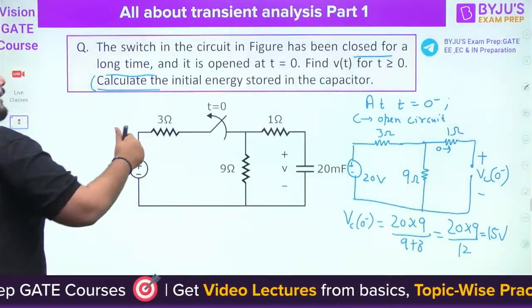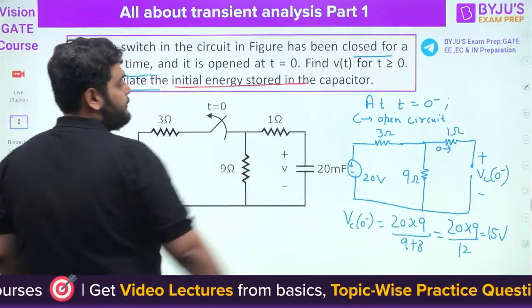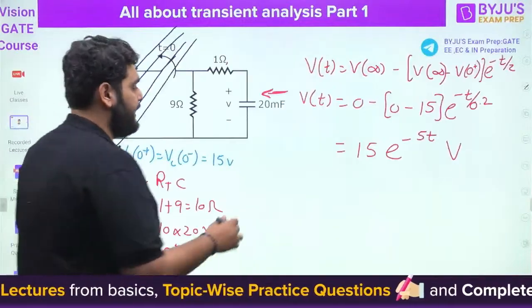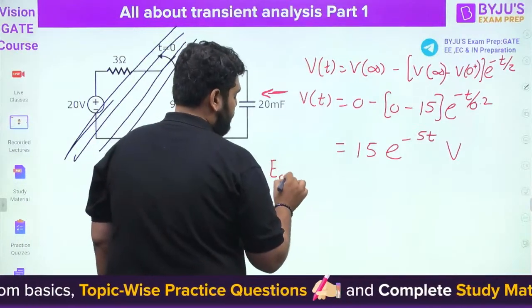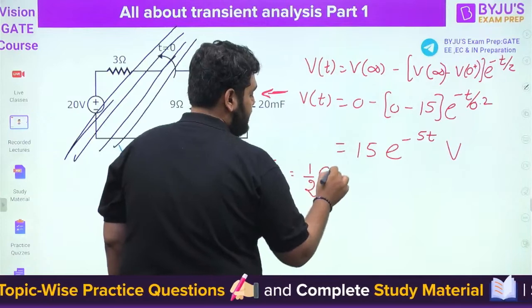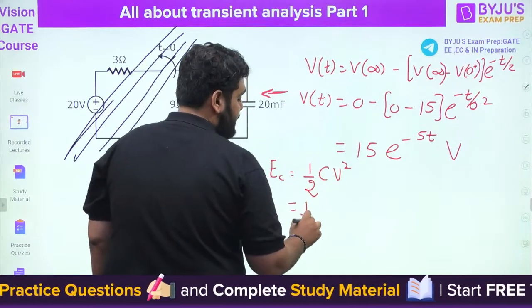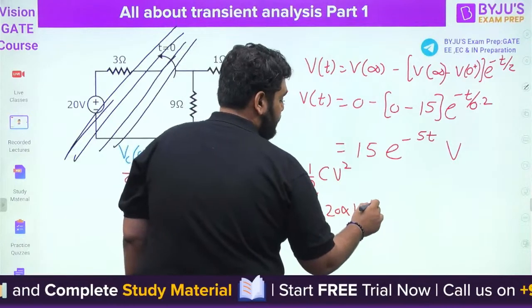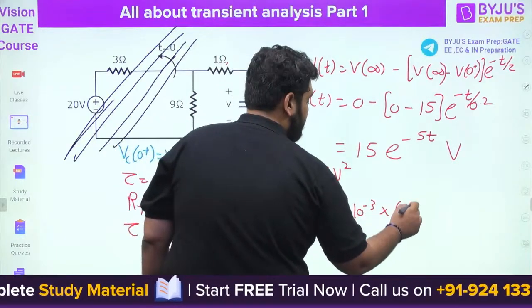Okay, we have to find out the initial energy stored in the capacitor. Now what is the formula of energy stored in a capacitor? Half CV square. So energy stored in a capacitor is equal to half CV square. They are asking for the initial energy, so I need to use the initial voltage, which is 15 volt.